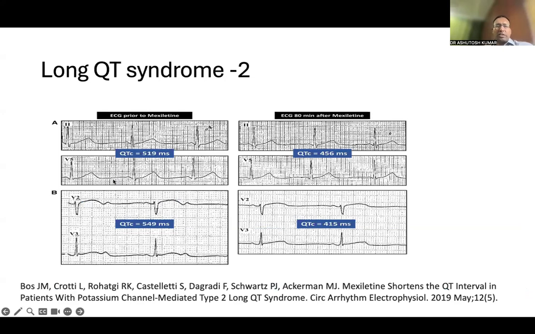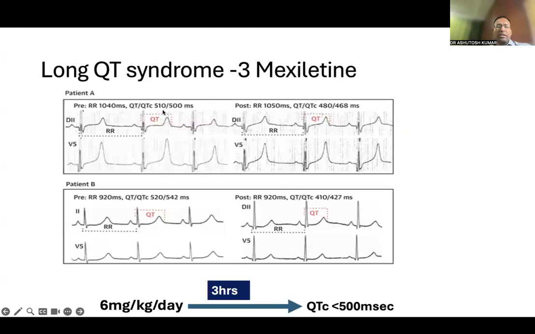In long QT2 syndrome patients, whenever you give mexiletine, it shortens the QTc interval. So QTc shortening happens in long QT patients with mexiletine. With mexiletine, before and after, you can see an 80 millisecond QTc shortening. So this is one of the drugs which shortens the QTc in long QT syndrome patients. In the rest of the patients, it has a neutral effect.